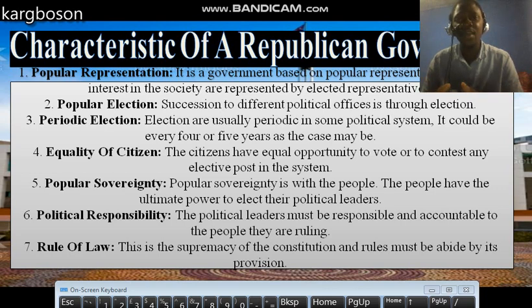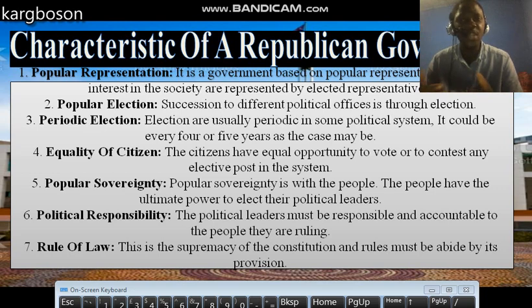One is popular representation. It is a government based on popular representation, where the interests of people in society are represented by elected representatives. Also, popular elections. Succession to different political offices is through elections. Periodic elections. Elections are usually periodic in some political systems. It could be every 4 or 5 years, as the case may be. Then equality of citizens. The citizens have equal opportunity to vote and to contest any elective post in the system.